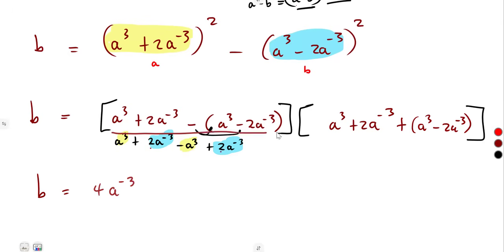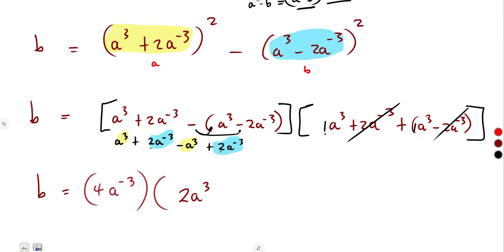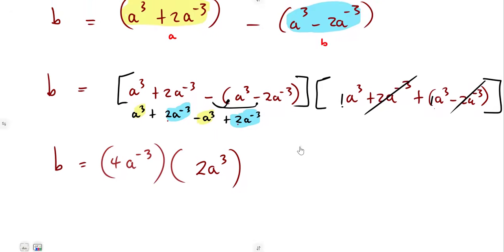So the whole of this bracket gave us what? 4a to the exponent of minus 3 times this bracket. So you're going to simplify this bracket. This is just addition, guys. So you can see that this is a cubed plus a cubed. 1 plus 1, that's 2a cubed. And 2a to the exponent of minus 3 minus this, these two we're going to cancel. So you're going to remain with what? This. This is what we have at the end.